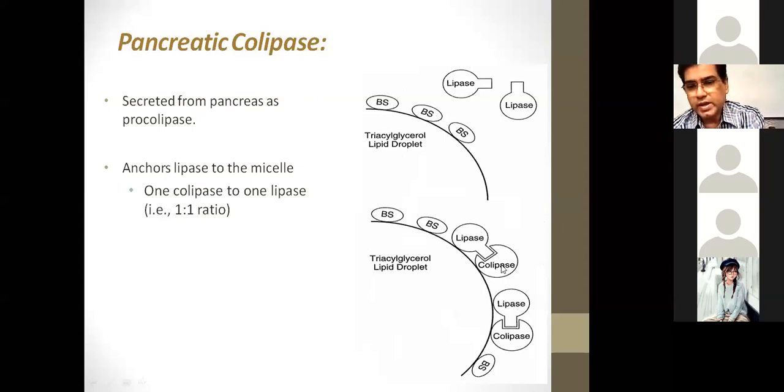to anchor the lipase to the lipid droplet. That means for the pancreatic lipase to bind on the lipid droplet, it has to be transported from somewhere to the lipid droplet, and that anchoring job is done by the colipase. That colipase इसको पकड़ता है pancreatic lipase को और fat droplet तक लेके आता है. And we already know that these fat droplets are surrounded by the bile salts, on which lipases act to be converted into monoglycerides. And these lipases are carried or anchored with the help of colipases.